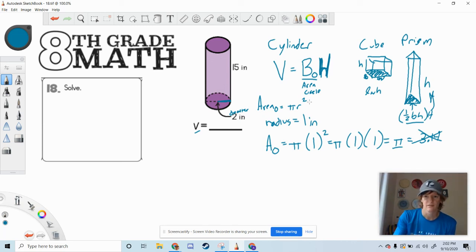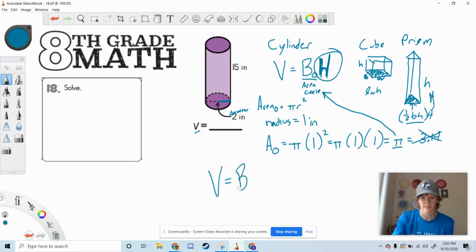So then we need to take this number pi. That is the area of our circle. We need to multiply it by our height. So the volume is base times height. So that's the base we just discovered, pi inches squared, times 15.